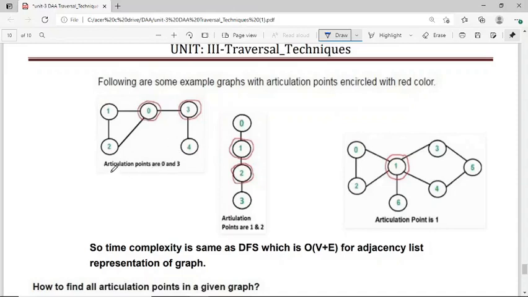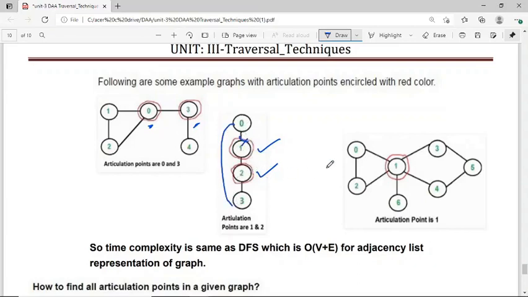So here, what is the articulation point? Here it is 0 and 3. If we remove any one of these edges, or if we remove the vertex, then it will divide into more than one graph. Okay, it will divide into subgraphs. So here, what are the articulation points? Here it is 2 and 1. 0, 1, 2, 3, this is a graph, and here 1 and 2 are articulation points. If we remove this, you cannot reach 3.